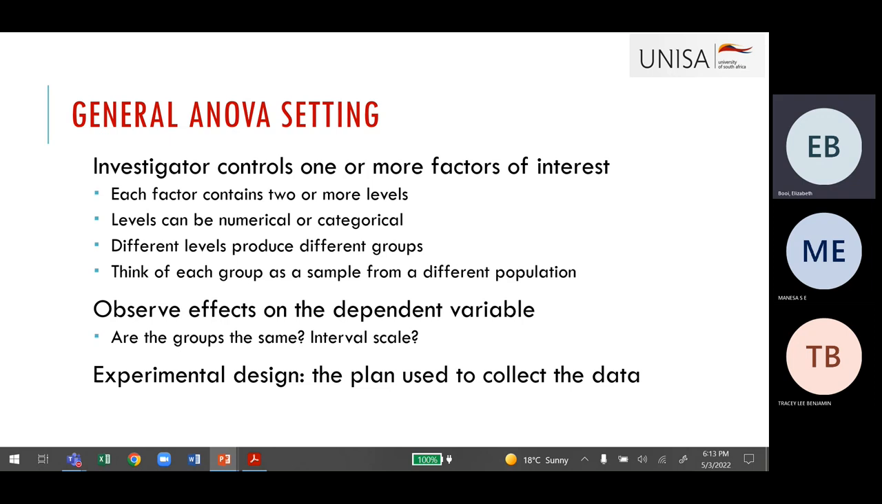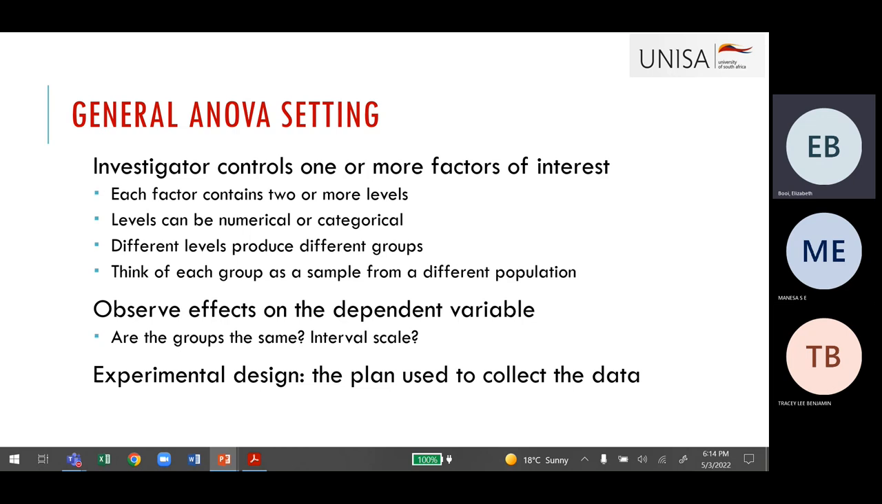So they cannot be the same groups. They need to be different: the two levels, or the different levels within that group, need to be different in each group as well. Think of each group as a sample from a different population. And that's what you need to always bear in mind when you are working with the ANOVA as well.